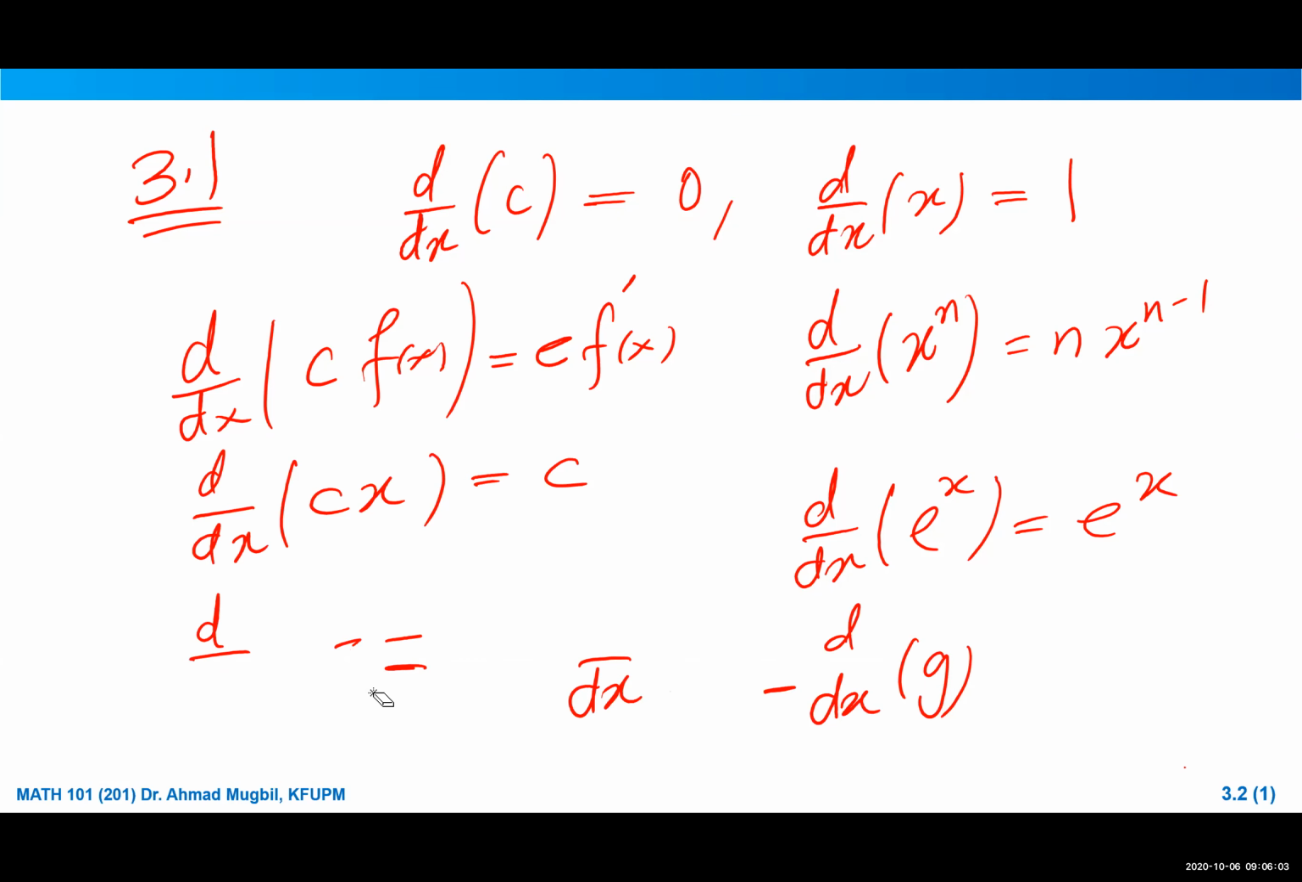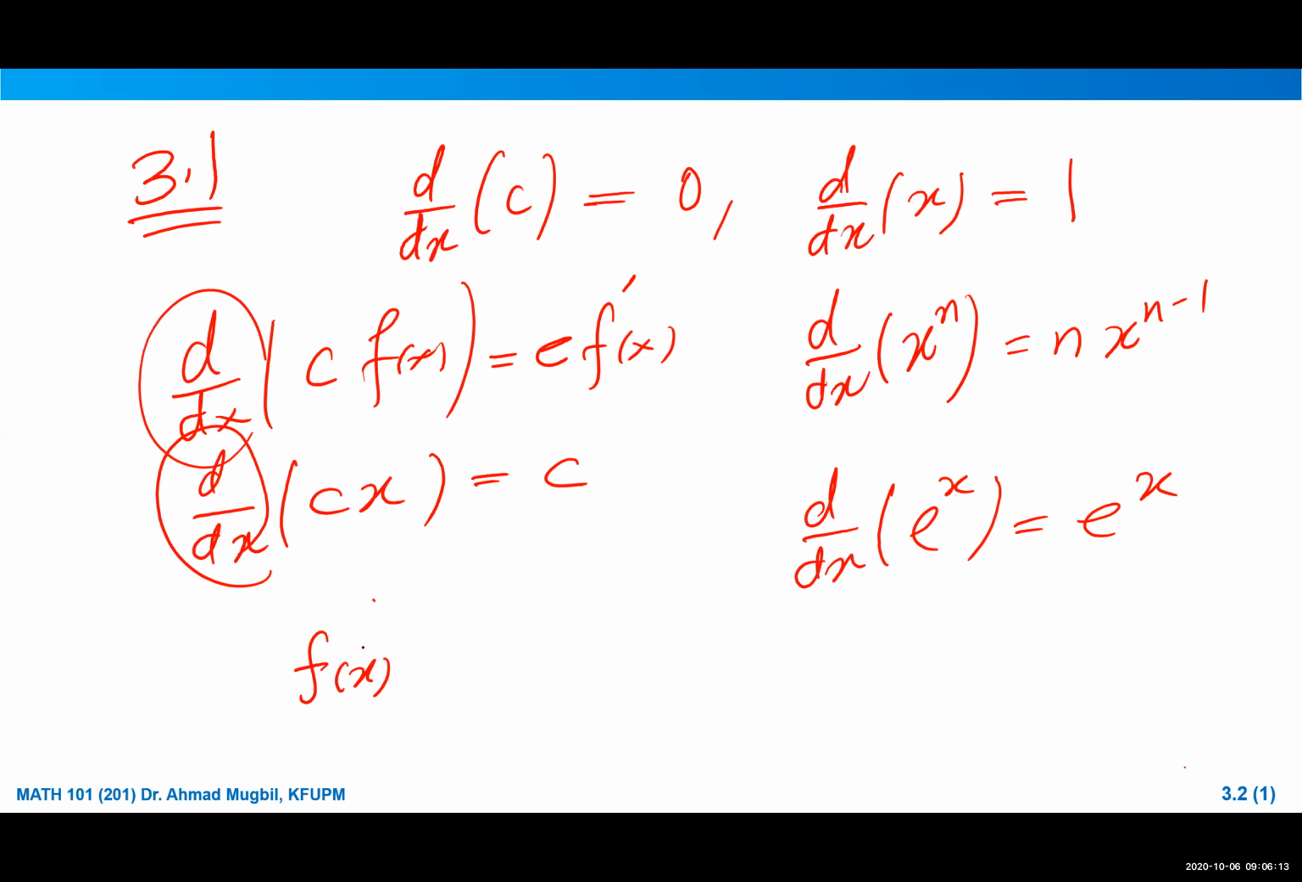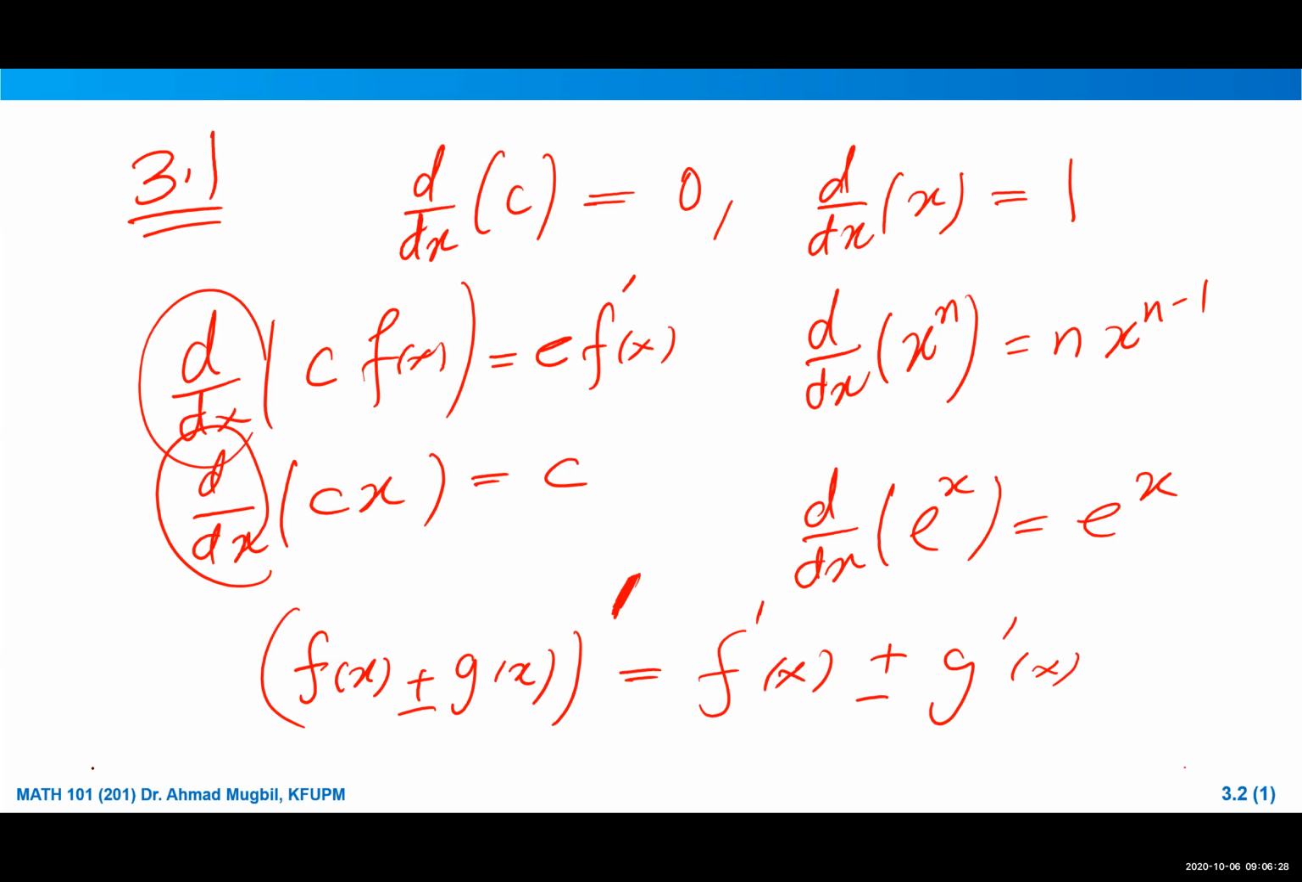Of course, it is easier to use the Newton notation, but the Leibniz notation is better, because it will prepare you for Math 102. So if we have f plus g and you want to differentiate this with respect to x, it will be f prime of x plus g prime of x. If it is a difference, it will be a difference. These are the most important issues.